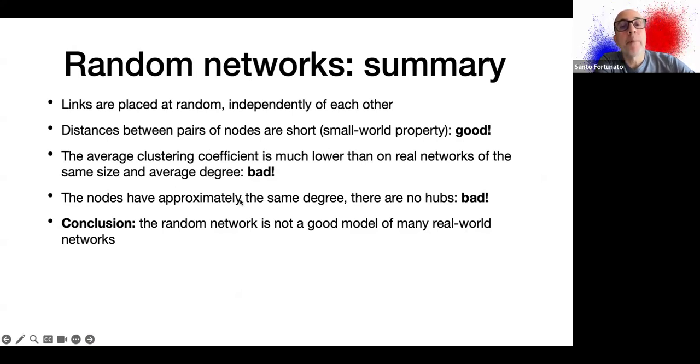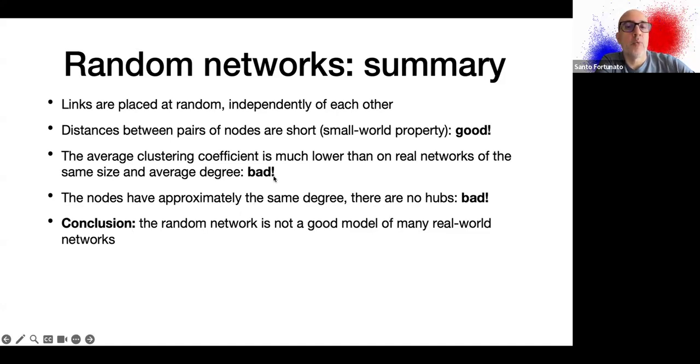And the nodes have approximately the same degree. There are no hubs. There are no nodes which have many more neighbors than most of the others. So we passed one check, we failed the other two. The conclusion is that the random network is not a good model of many real-world networks.